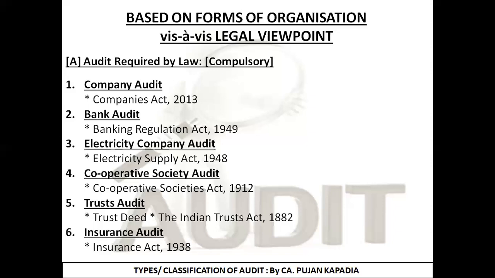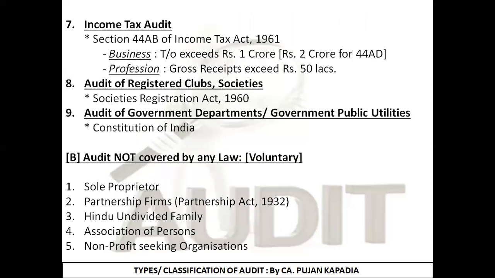Fine. So this is a basic outline, that is, the type of audit against the law under which that audit is to be conducted. Seventh is income tax audit. We are going to have a specific chapter on this particular topic, but as of now we are supposed to learn one particular provision which is there in the Income Tax Act 1961. We are going to study section 44AB.